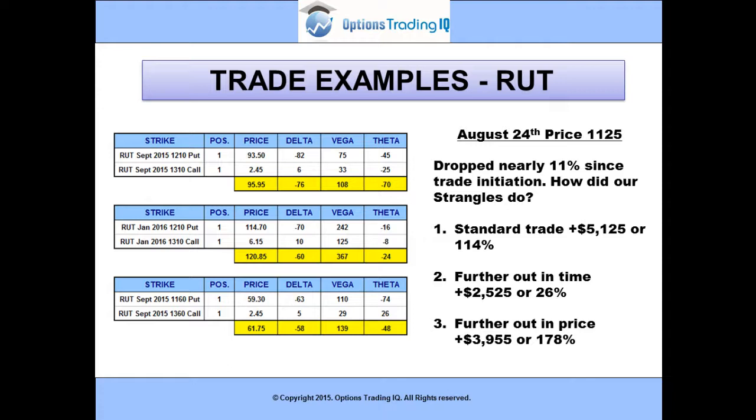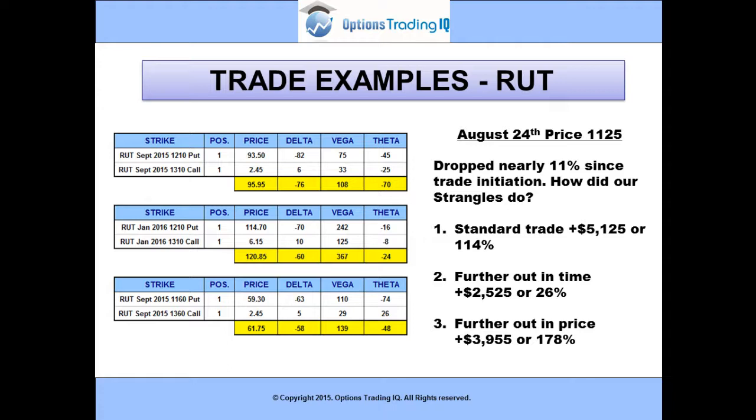Another thing to note here is the Greeks. All of these three trades are now really skewed to the downside. They've got a lot of negative delta because all of the value of this trade now is in the put. The calls are, I won't say worthless, but very low in value. There's a lot of value in those puts. So what you wouldn't want to have happen is for the Russell to shoot back up with a lot of negative delta. You're going to be giving up profits if that happens. So probably a good point to take some profits here.